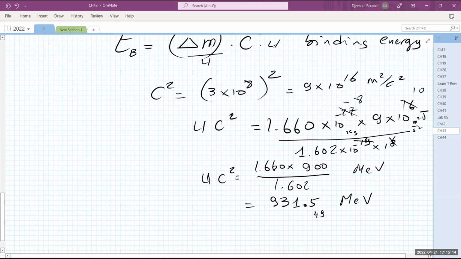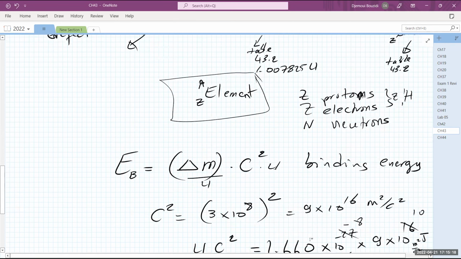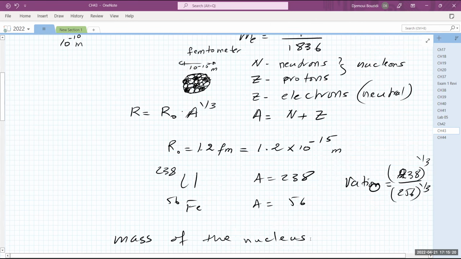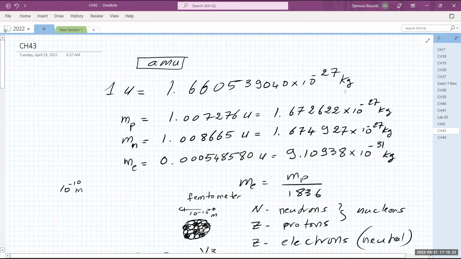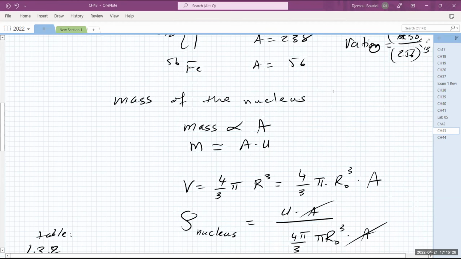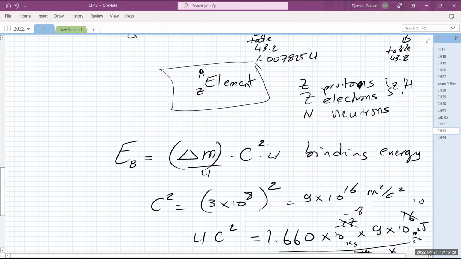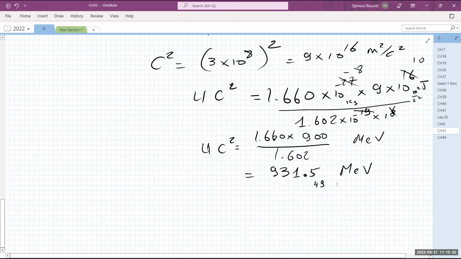But the point in here is that this is a good number to remember, that the atomic mass unit, U, is 931.5 mega electron volts. So you don't need to do the multiplication by c squared if you remember this number, okay? For most of your applications in here.